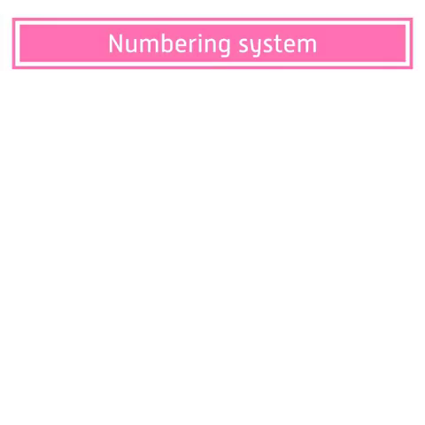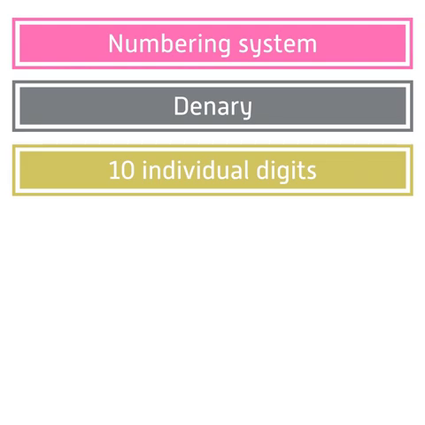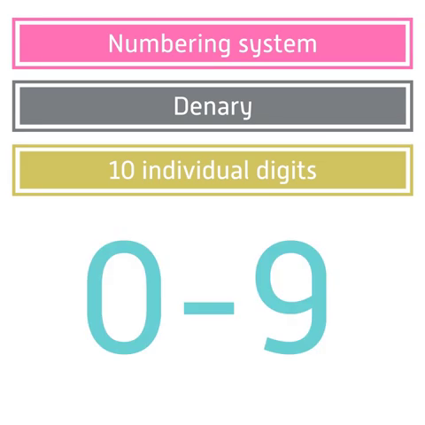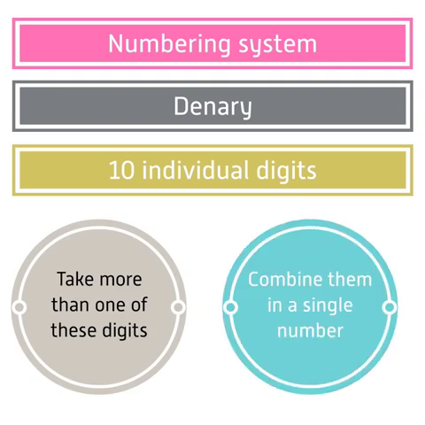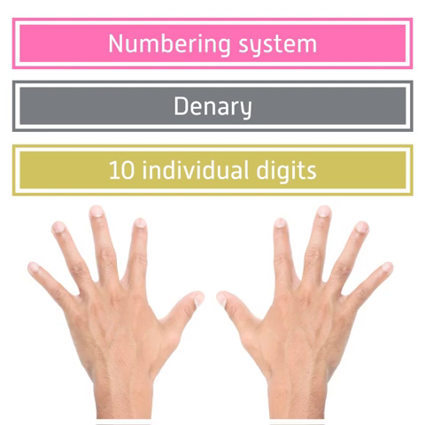Human beings use a numbering system called denary. There are 10 individual digits available in this system, from 0 to 9. For any numbers larger than 9, we simply need to take more than one of those digits and combine them in a single number. One of the reasons that human beings adopted this system was the fact that we had 10 fingers. Working with 10 individual digits was well suited to our nature.